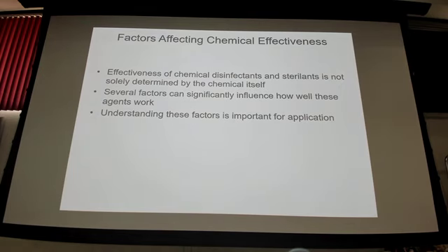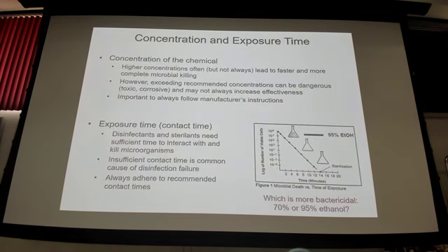Now we're going to talk a little bit about some of these factors that we've already started talking about with respect to chemical disinfectants, things that would affect how well they work, their efficacy. First, we have the concentration of the chemical. Intuitively, if you're using a chemical to disinfect something, you usually think that more of it and more concentrated amounts of it are better, right? And that's usually the case, but not always.